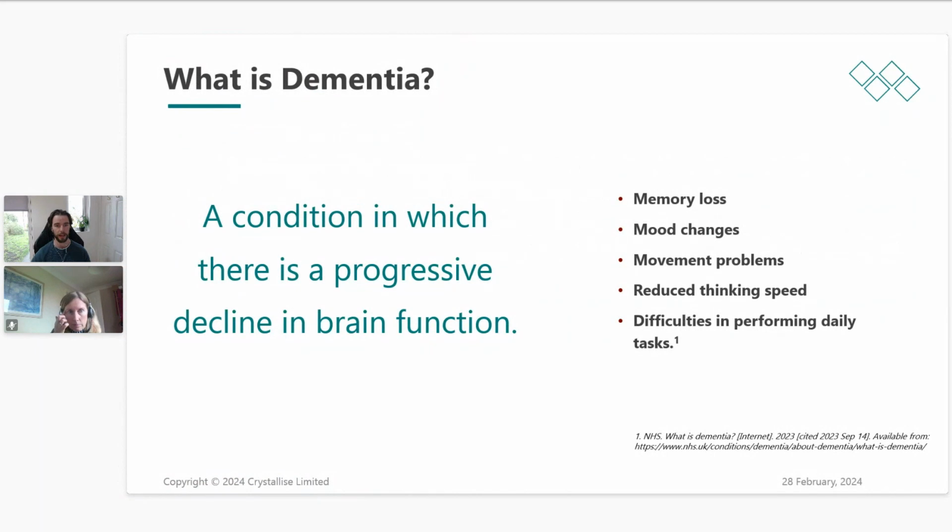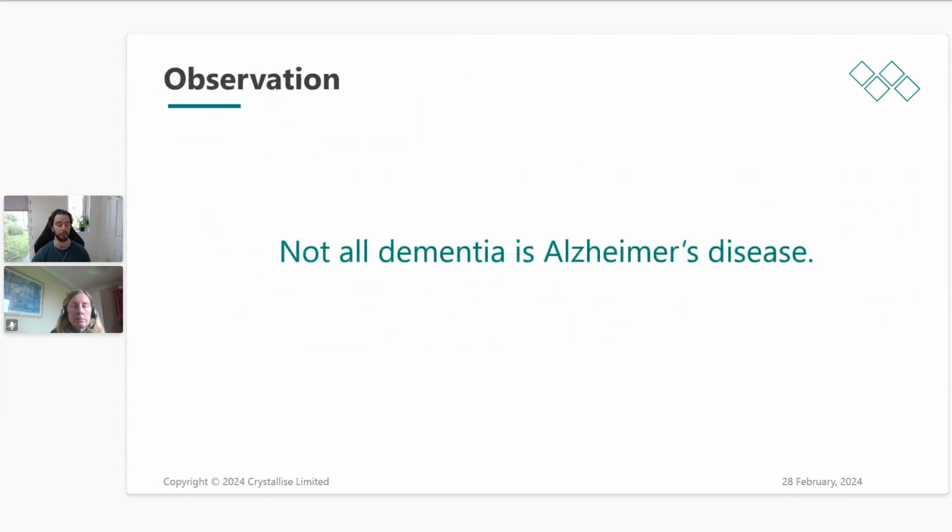So dementia is a progressive disease or condition, and it differs by individual how fast it progresses, but generally it begins with memory loss, mood changes, and progresses towards reduced thinking speed, movement problems, and difficulties performing everyday tasks. Now, not all dementia is Alzheimer's, and this is quite important.